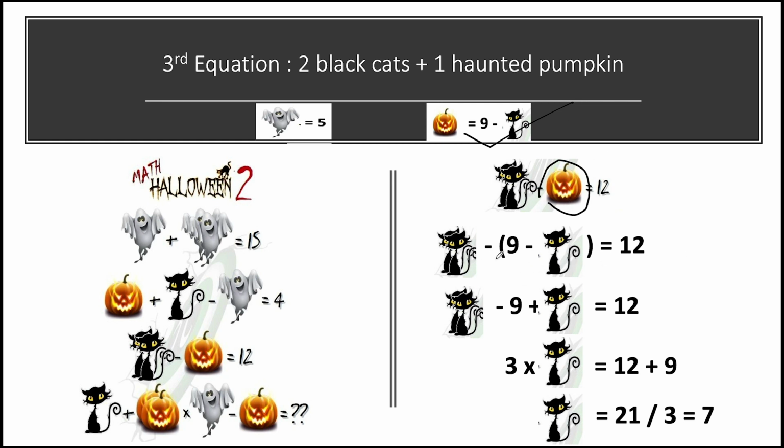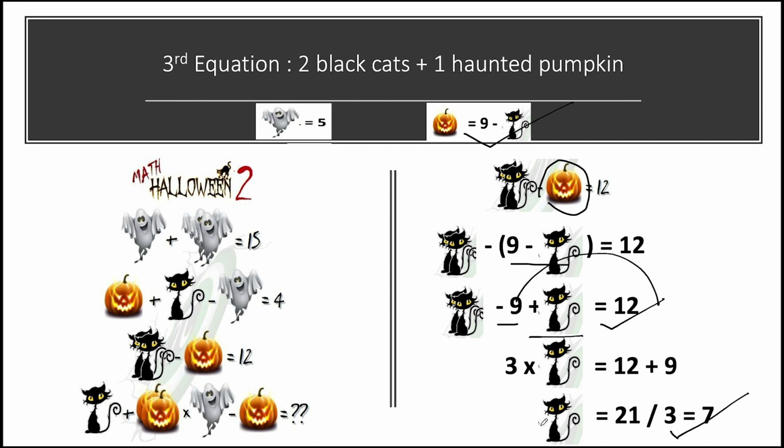So 2 cat minus, in the bracket, 9 minus cat is equal to 12. Now we have to open the bracket. On opening the bracket, if there is a minus sign in front of the bracket, the signs present inside the bracket will become opposite. Like plus 9 will become minus 9 and minus cat will become plus cat. So 2 cats minus 9 plus cat is equal to 12. So 3 into cat is equal to 12 plus 9. So cat's value comes out to be 21 by 3, that is equal to 7.